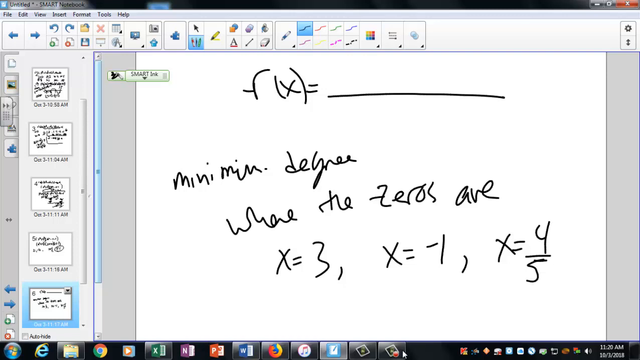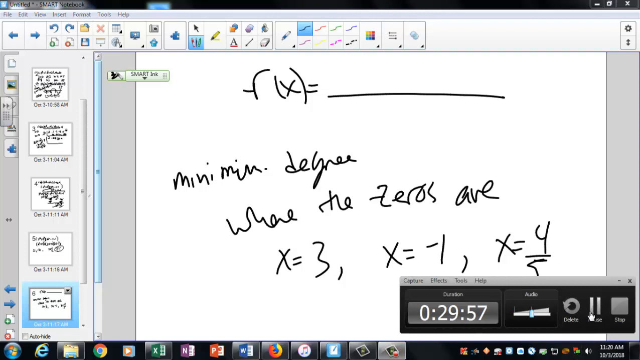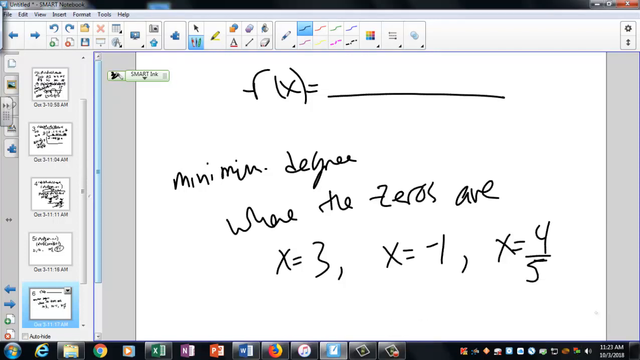Oh, shoot. My bad, people. Hope you fast forwarded it. What would the polynomial be? Well, if x equals 3 is a zero, then we know it has to start with x minus 3. If x equals negative 1 is a zero, then there's got to be a factor of x plus 1. If x equals 4/5 is a zero, this one's harder. What would this piece have to be? 5x minus 4. Do we agree?